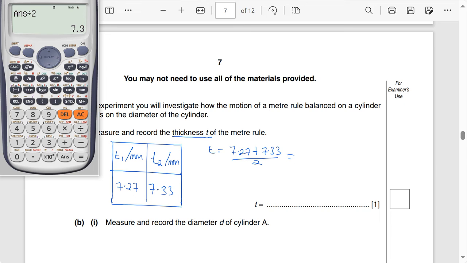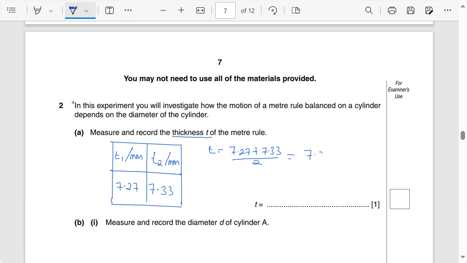So this student wrote their average as 7.30. To maintain the same degree of accuracy, this student got 7.30 in millimeters. He added a 0 so that the precision of the instrument is maintained to 2 decimal places. So this would give this student a mark.